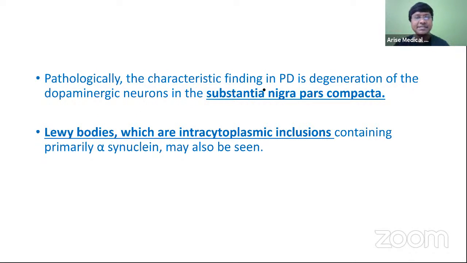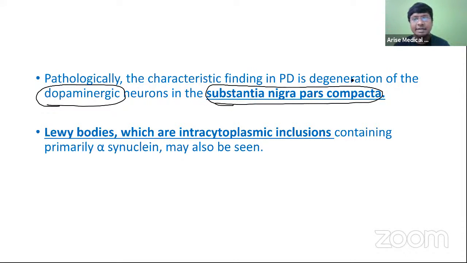The pathology in Parkinson's disease is degeneration of dopaminergic neurons in substantia nigra pars compacta. Right? Now, the very important thing is you should know what the inclusion bodies are. The inclusion bodies in Parkinsonism.